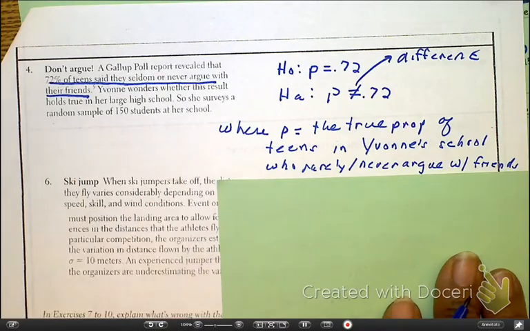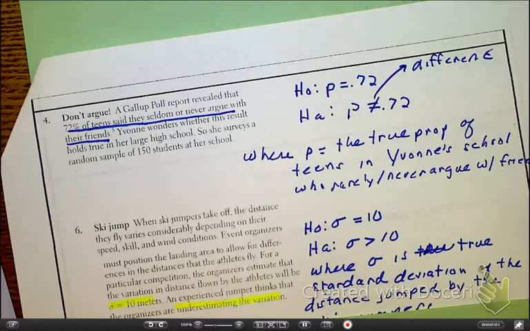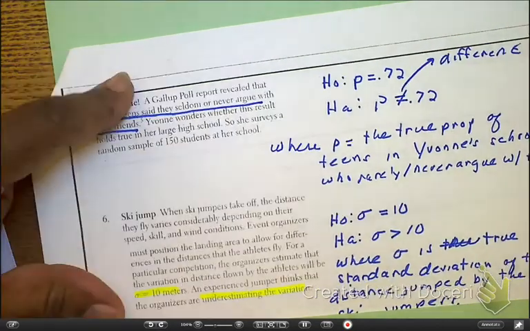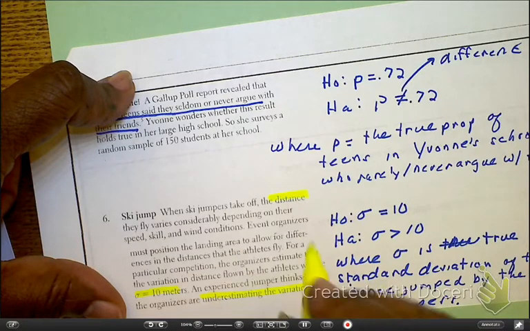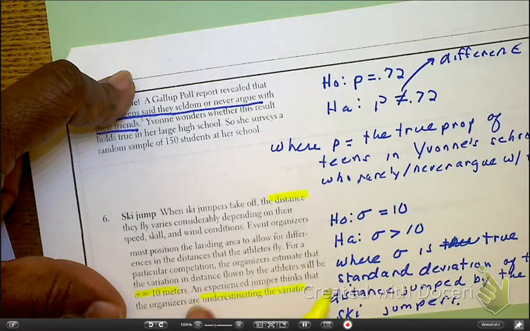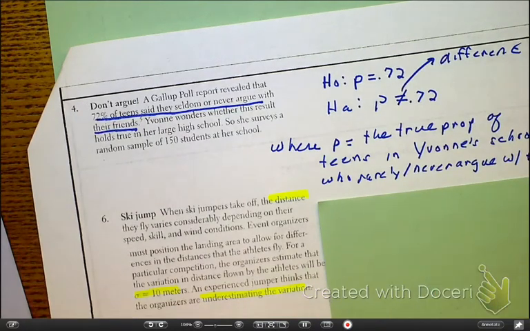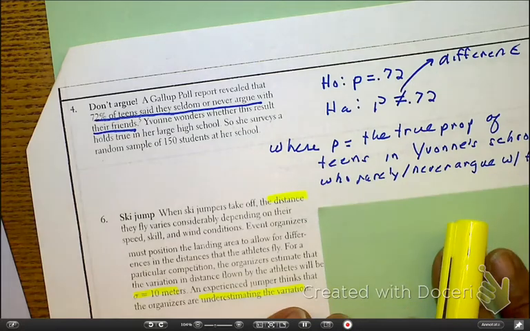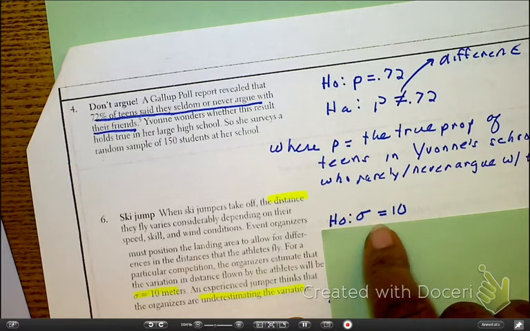Okay, now let's do our last problem. Please pause and read it. Okay, so as we paraphrase this, we're talking about ski jumpers and their distance. Okay, and the organization looks for a positive landing, which allows the difference in the distance of the athletes. So right here, look, we are given the standard deviation. So as we see here, we know it's the population information because it's a sigma. So the H0 is that we're saying this is the standard, that it is equal to 10.